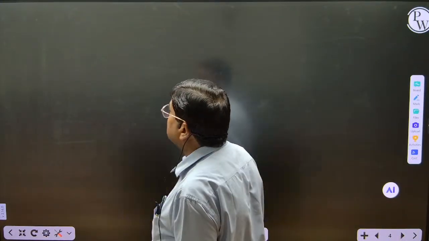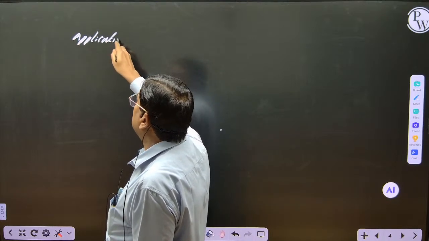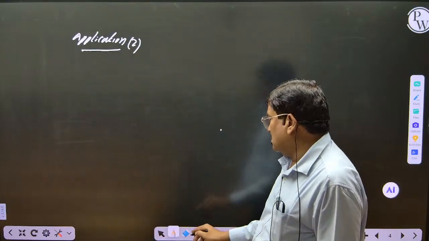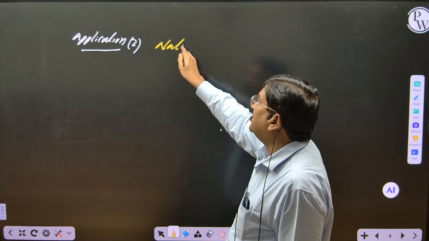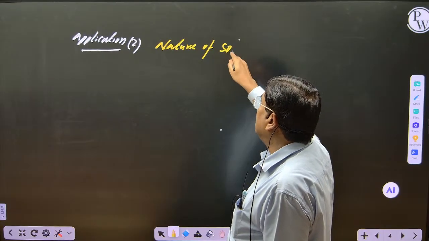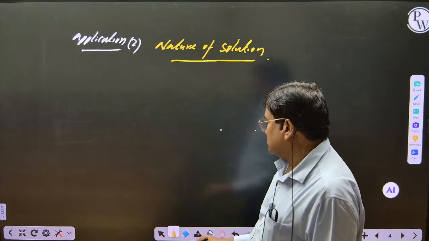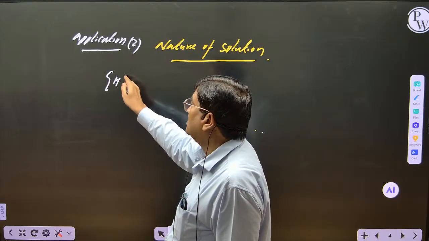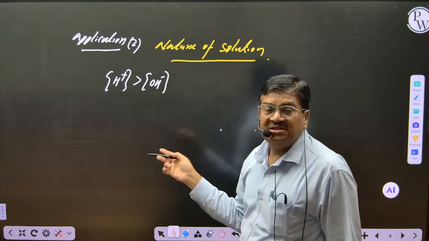Right. Now write the next, application 2. What is that application 2? Did we read yesterday? We can know the nature of solution, meaning whether the solution is acidic or basic or neutral. So in application 2, we can find out the nature of solution. How? Do you know the pH concept from 10th standard? You might have heard of pH in 10th standard. See how: suppose the H plus ion concentration is coming more than the hydroxyl ion concentration, what does it mean? The solution is acidic.